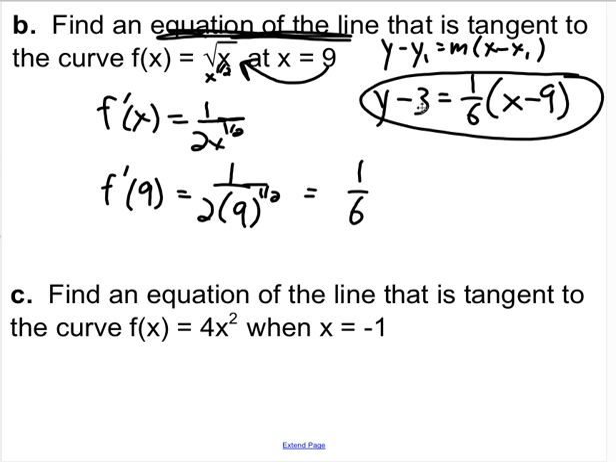Well, y minus the y value. In this question they didn't explicitly tell me the y value, right? They told me what x is. Well, to get the y, just plug in 9. Square root of 9 is 3. So y minus 3 equals, again, the slope times x minus the x value. And you're done.